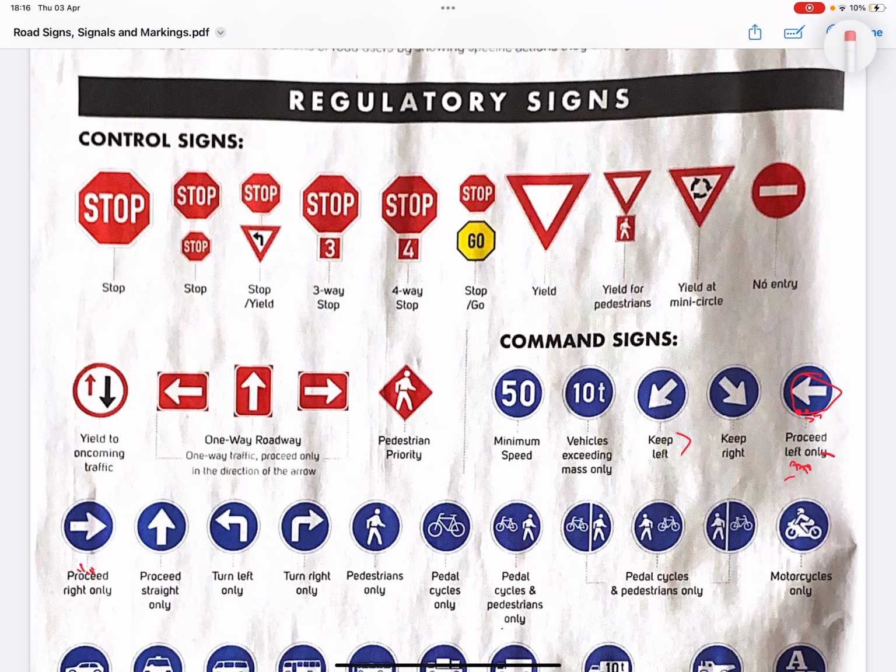So, today we are going to be looking at the road signs, signals, and markings.